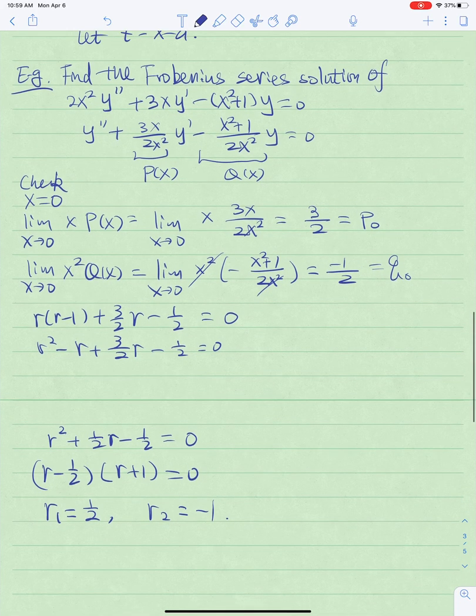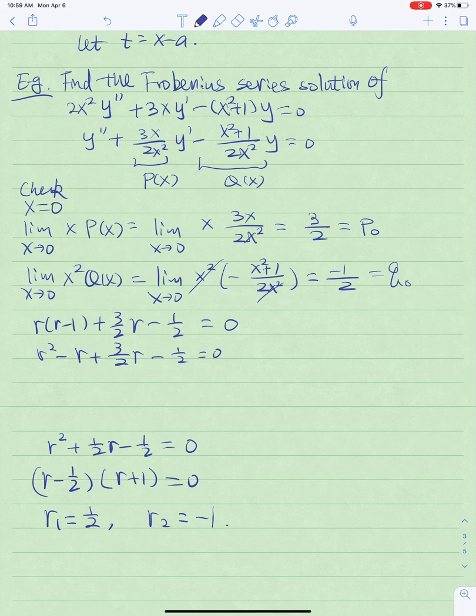Okay, so this is how we can find the roots of the indicial equation. And next time, we are going to use r1 and r2 to construct the Frobenius series solution.